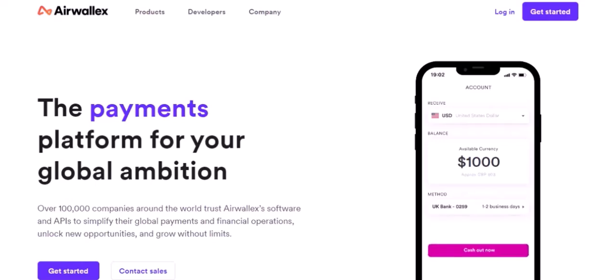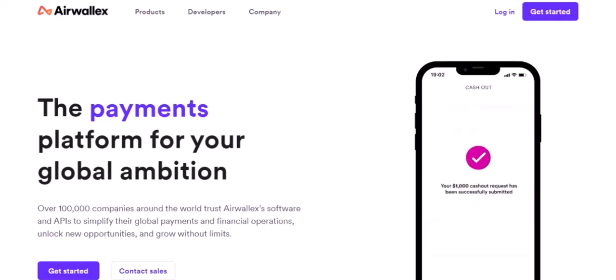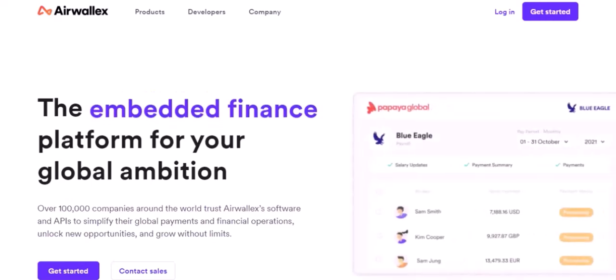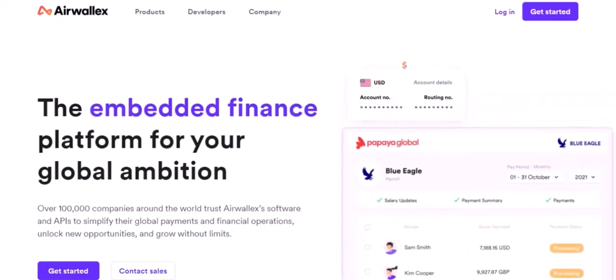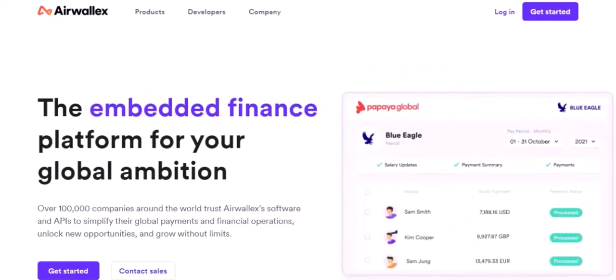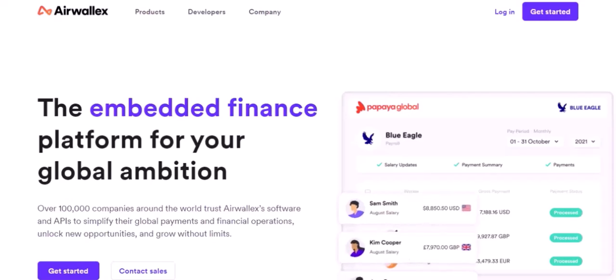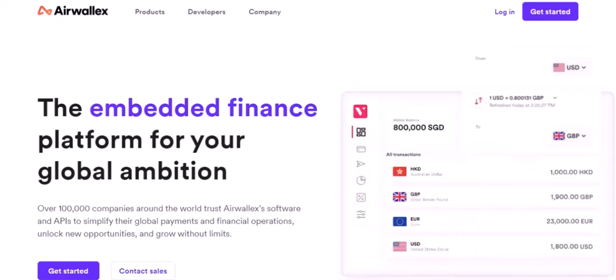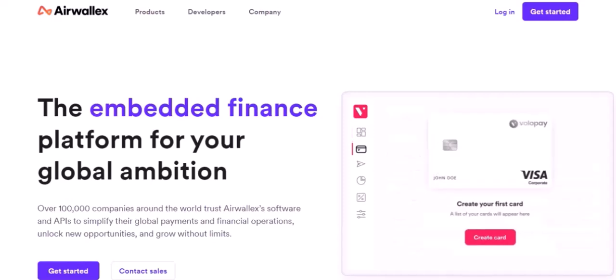Ever found yourself staring at your Airwallex balance, wondering how to get those funds into your regular bank account? You're not alone. It's a common question for anyone using Airwallex for international payments, whether you're a freelancer getting paid by overseas clients, an e-commerce business handling global sales, or simply managing international finances.